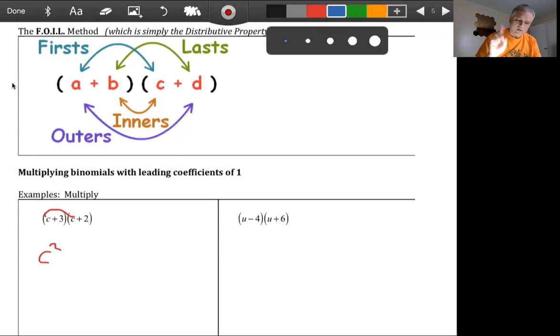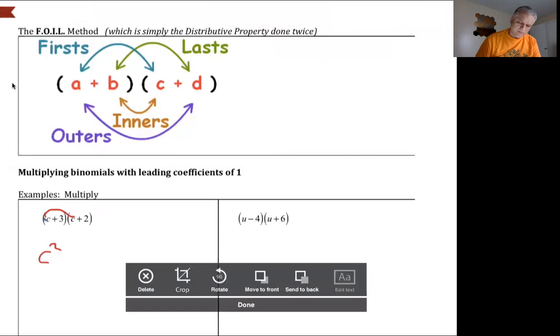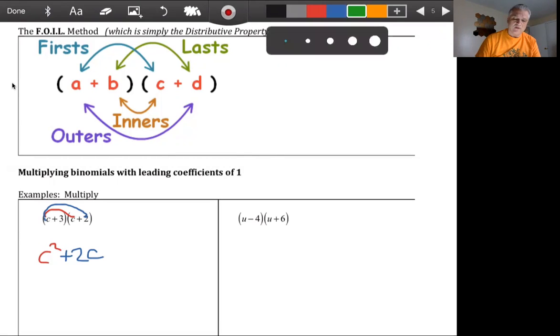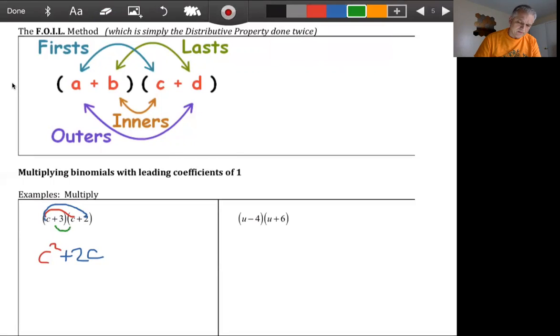All right, now bear with me here. We got to multiply this first C. We multiplied it by the first term. We're going to multiply it by the second term. C times plus 2 is plus 2C. Nothing to be afraid of, I hope. Okay, that C has been distributed, that first C. He is done. Now we got to work on this 3.